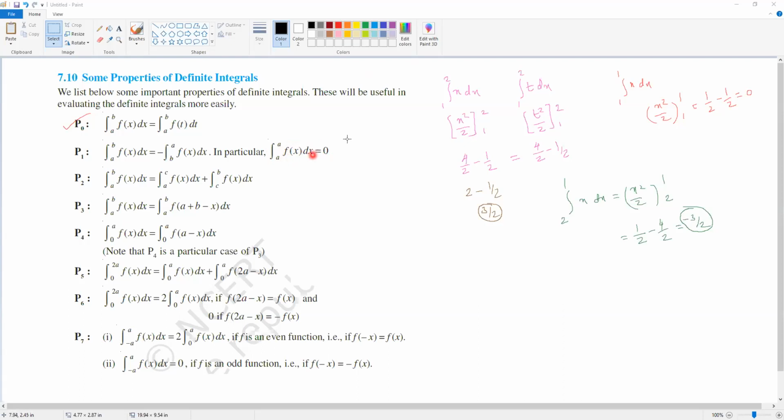That means there is no area there, that is why its value is 0. If we directly substitute, for example, 1 by 2 minus 1 by 2, it is 0. So the second property: if you interchange the lower limit and upper limit, the sign will change. Plus becomes minus, minus becomes plus. That is what you need to understand.